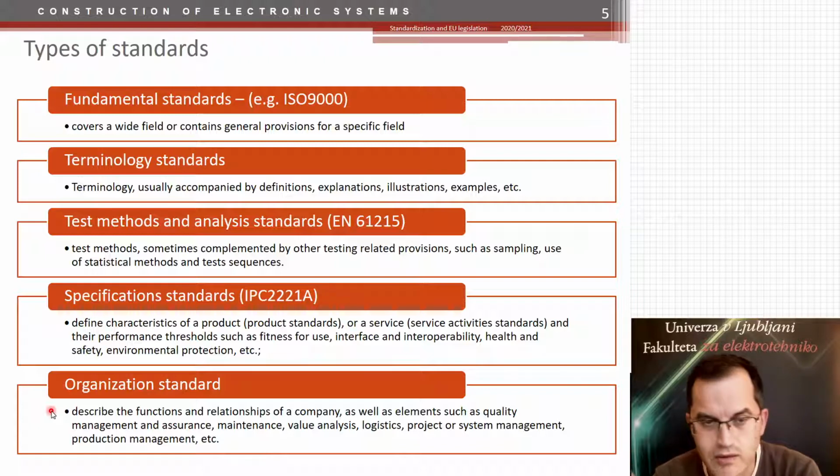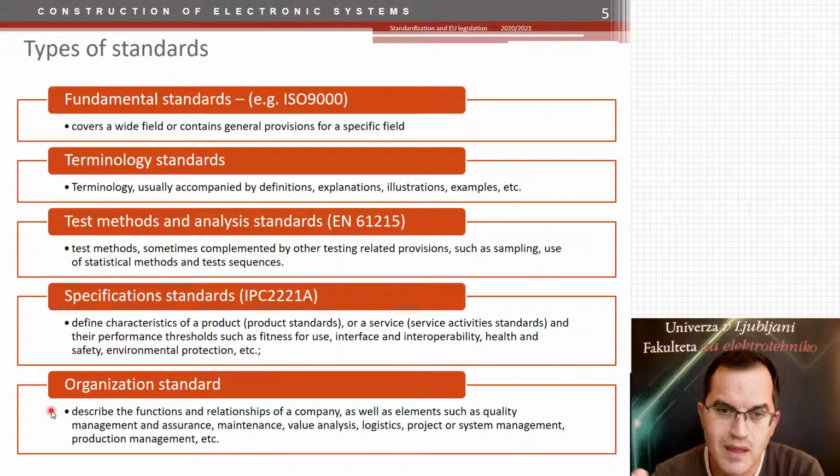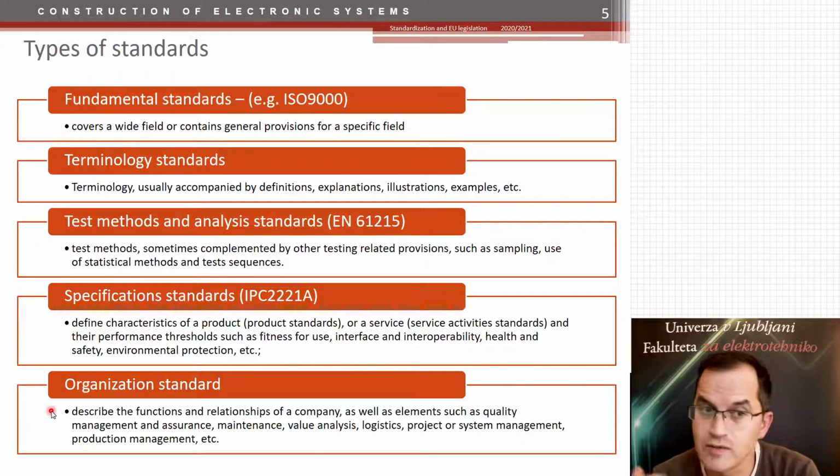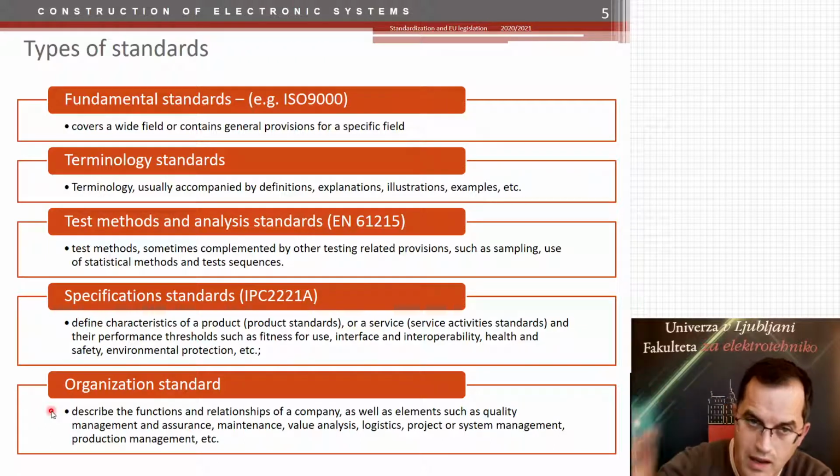Then we have test methods and analysis standards. For example, we want to know how to test some product, if it complies with the standard. Then we have specification standards, which define the characteristics of a product, and also organization standards, which define how to organize some company or quality management of testing facilities and so on. So more or less, these are the basic standard types.